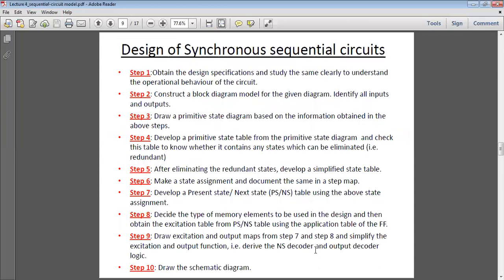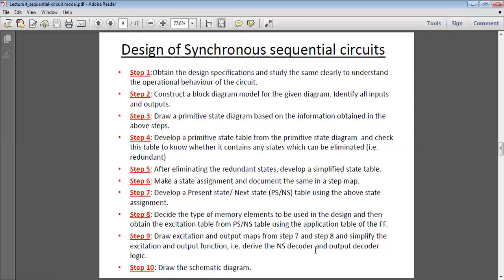Now, if we want to design the circuit from a particular problem, the problem is given, from that how do we design the circuit? Just the reverse one, synthesis of the circuit. So first what we have to do? First step is we have to obtain the design specifications and study them clearly to understand the operational behavior of the circuit. Step 2 is what? Construct a block diagram of the model, based on the parameters given. Identify all the inputs and outputs, what are the inputs, what are the outputs that we have to find out. We have to draw the state diagram based on the information obtained from the above steps.